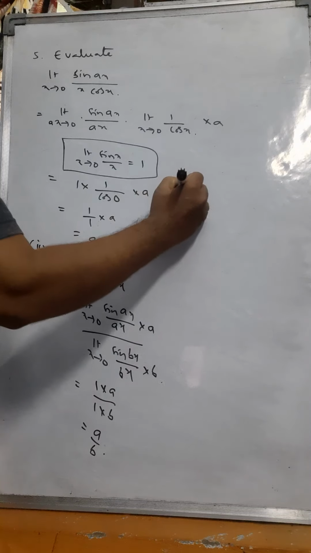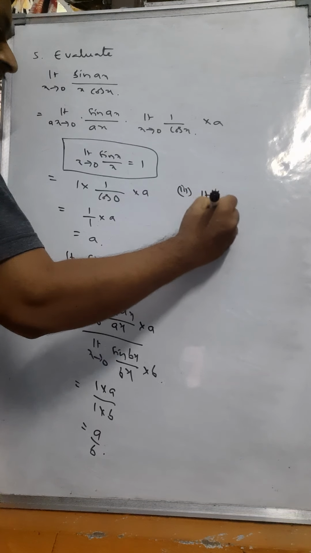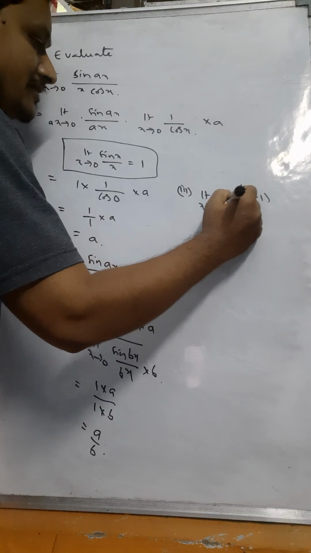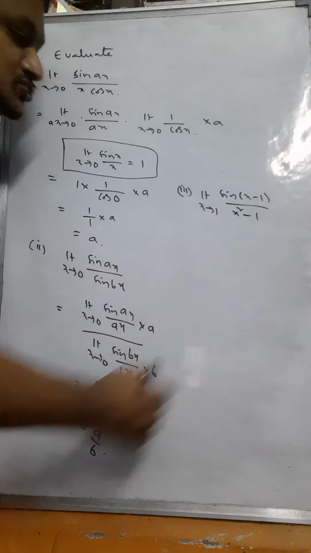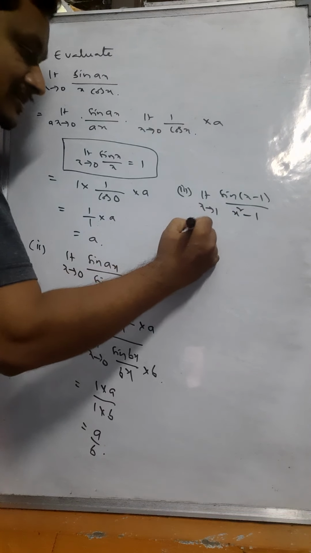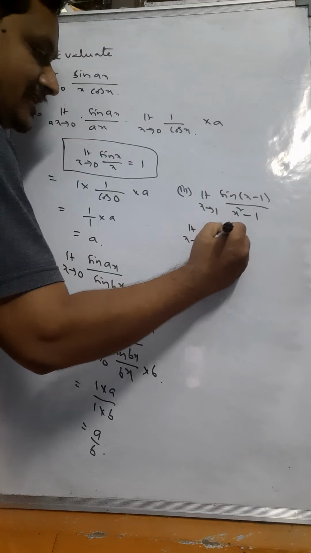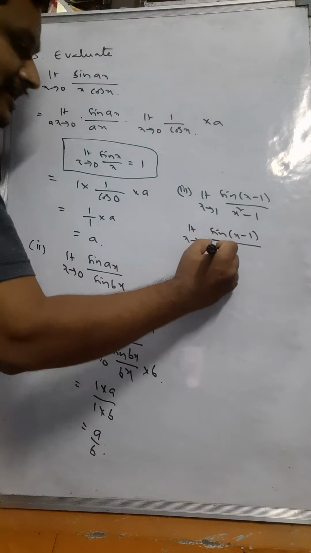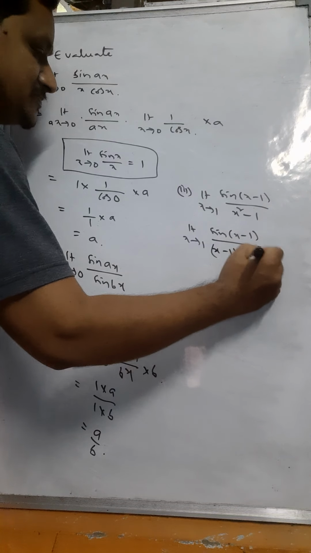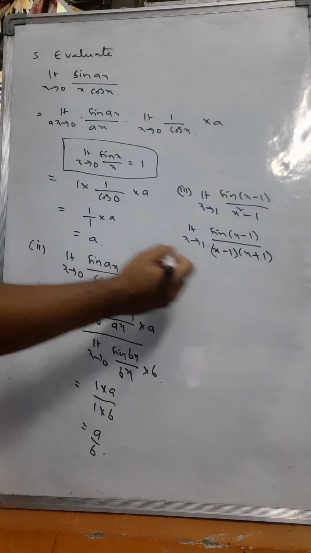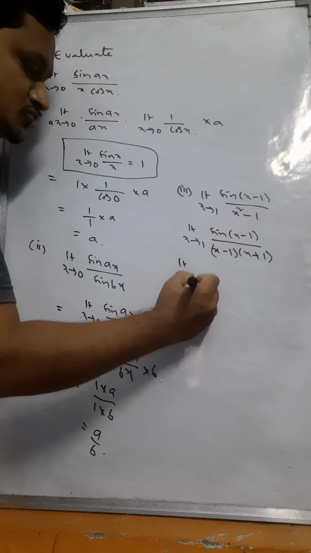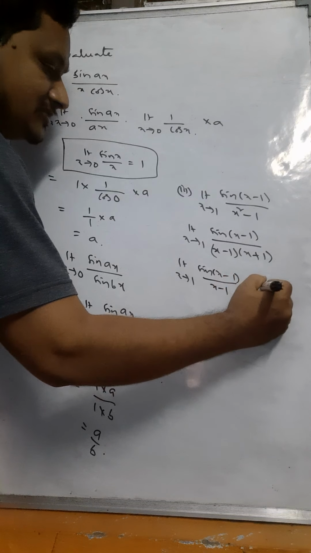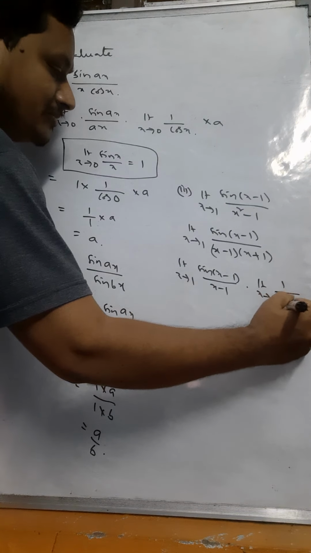Next, the third one: limit x tends to 1 of (sin x minus 1) by (x square minus 1). We can write x square minus 1 as (x minus 1) into (x plus 1). So we can take limit x tends to 1 of (sin x minus 1) by (x minus 1), into limit x tends to 1 of 1 by (1 plus x).